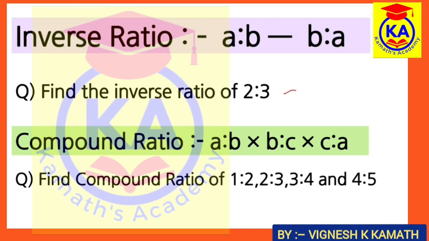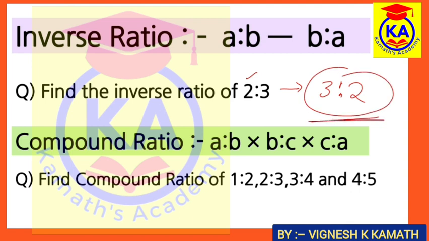Let's look at an example. Find the inverse ratio of 2:3. As I said, A:B, if it is expressed in inverse ratio, will give you B:A. So this is in normal ratio, and you should express it in inverse ratio. So this will be 3:2. The answer is 3:2. The inverse ratio of 2:3 is 3:2. I hope you are clear with inverse ratio. Please note this in your diary.